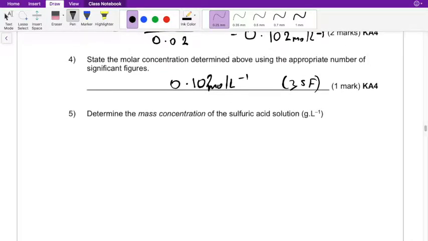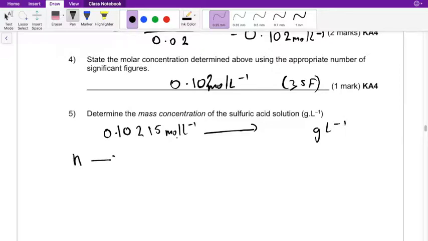And determine the mass concentration. So if we have 0.10215, just that number from the calculator, mole per litre, and we want to go to grams per litre, we know that to go from mole to grams, if we have mole and we want to go to grams, we times by M, and that comes from this triangle.